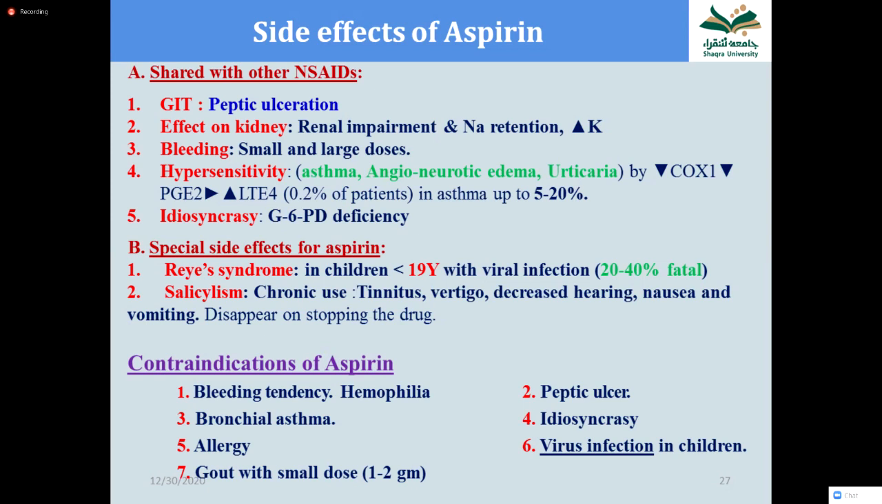Also contraindicated in bronchial asthma, idiosyncrasy with G6PD deficiency, allergy, and viral infection in children, because it may lead to Reye's syndrome. And the last one is gout. Why should it not be given in a patient having gout? Because it reduces urate excretion and interferes with the action of uricosuric drugs.